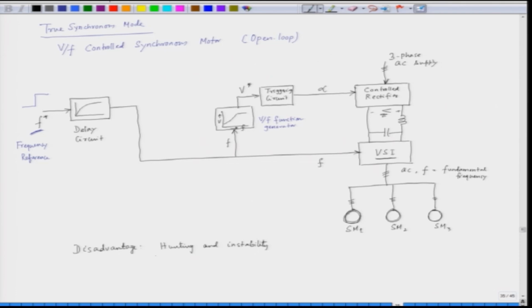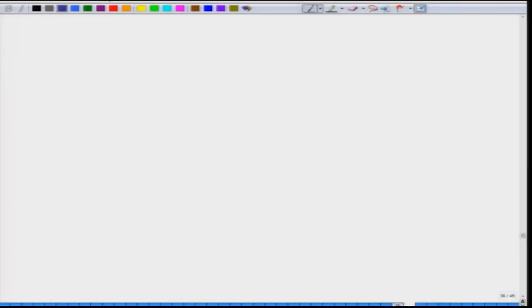This hunting and instability can be taken care of by having a drive in self control mode. Let us discuss a synchronous motor drive in self control mode. Before that, let us see the torque speed characteristic. In a true synchronous mode, the torque speed characteristic would be like this. We are varying the frequency here.